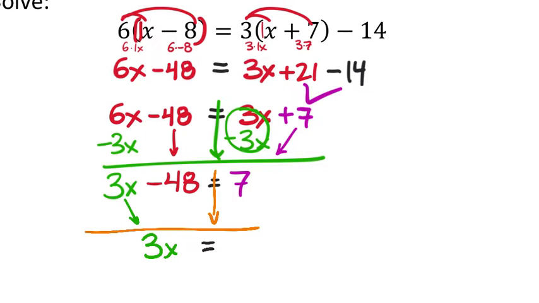So the negative 48 has to be zeroed out by adding 48. But if you do it to one side, like the left, you have to do it to the other side, like the right. Plus 48. 7 plus 48 is 55.